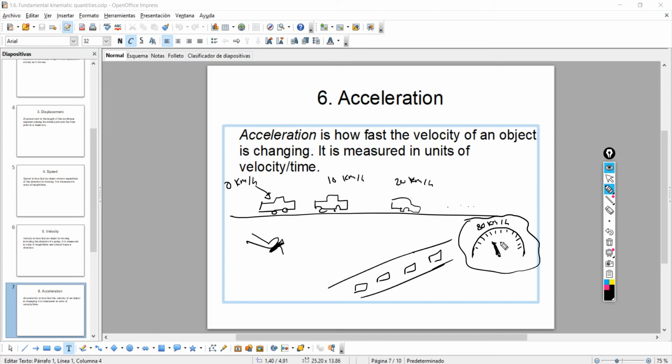Then is your car accelerating at those moments? No, because if the velocity is not changing, you're not accelerating. For acceleration to occur, you have to have a velocity changing, basically.